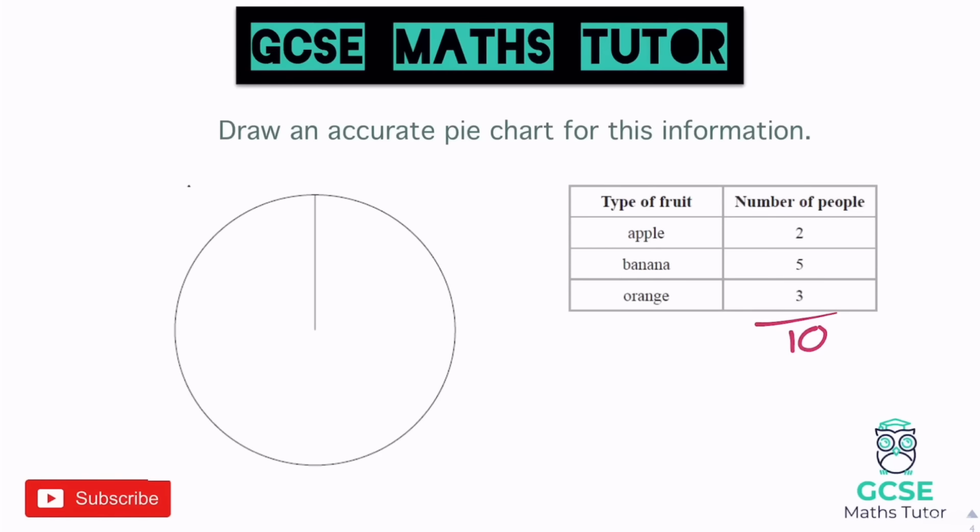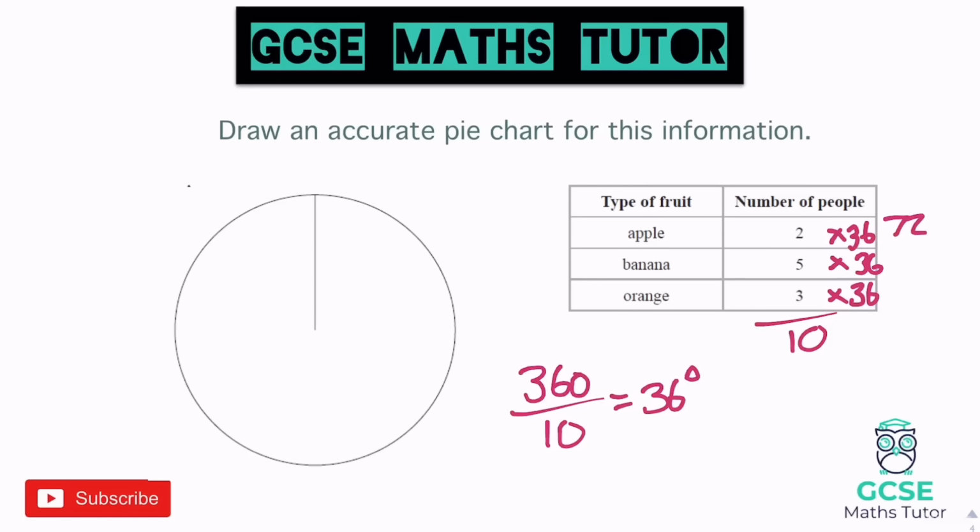So we've got 10 people, so all I want to figure out is how many times this fits into 360. Whatever that number adds up to, I can do 360 divided by that number, and it tells me that each person here represents 36 degrees. So all I want to do is times the amount of people by 36 in each scenario, and that will tell us the amount of degrees I need to draw in my pie chart. So 2 times 36 is 72, 5 times 36 is 180, and 3 times 36 is 108.